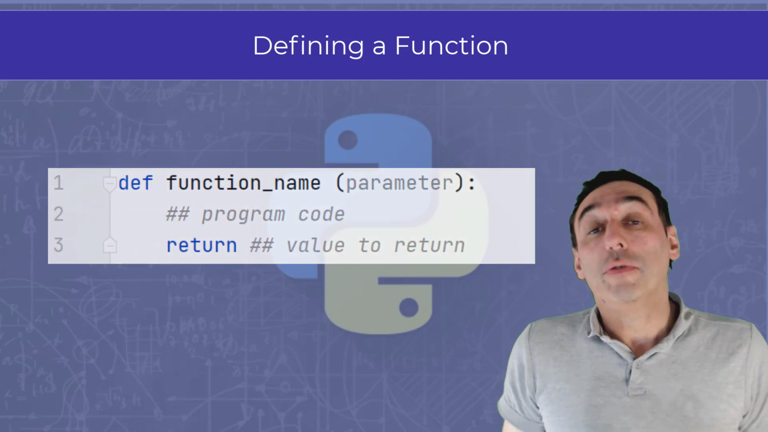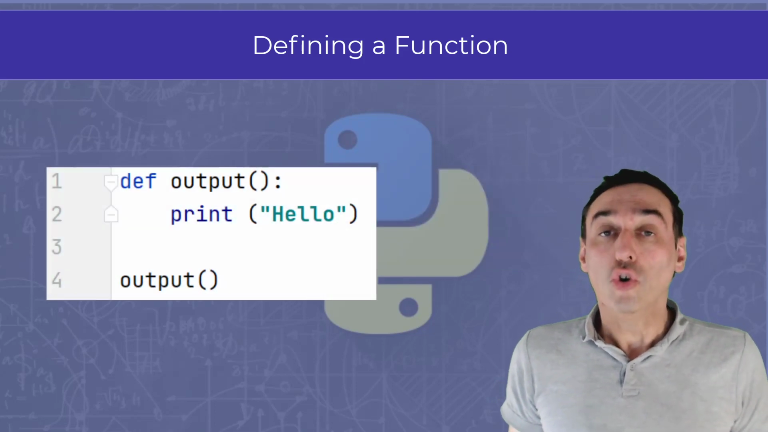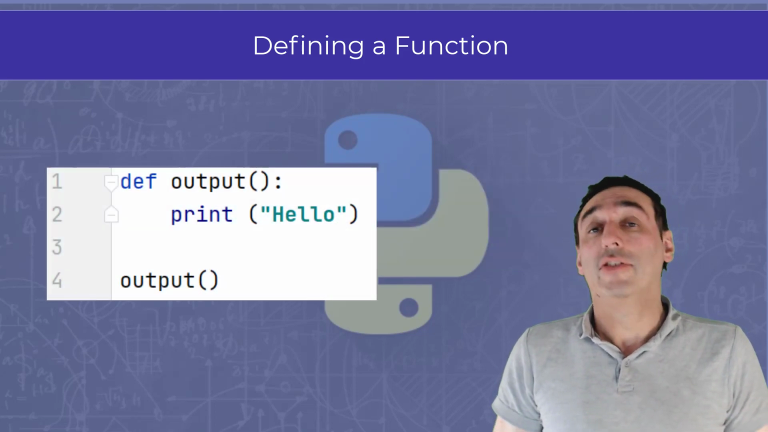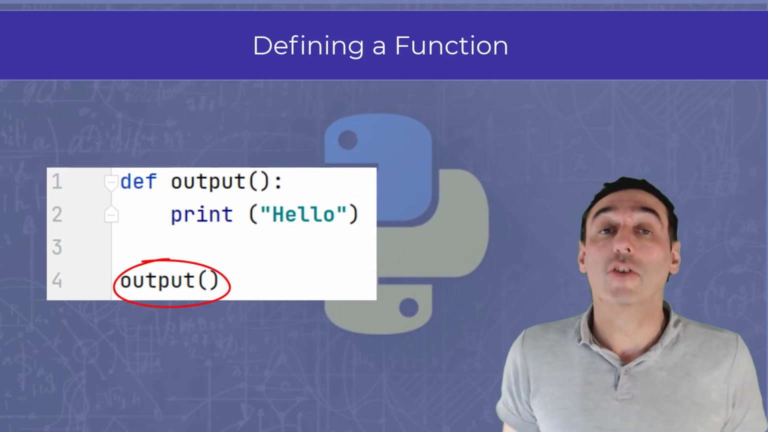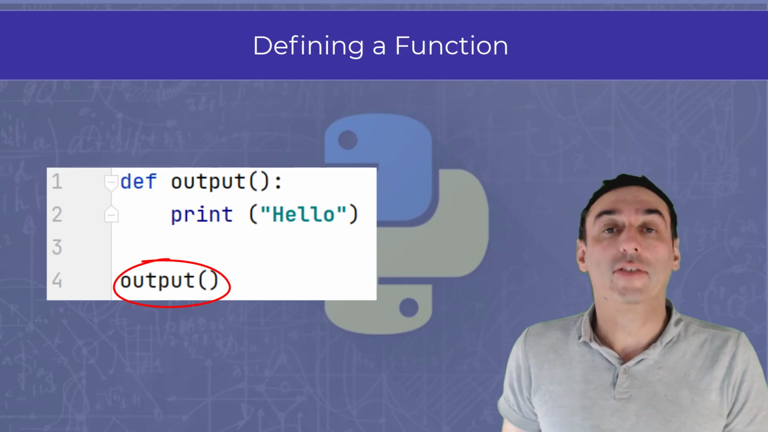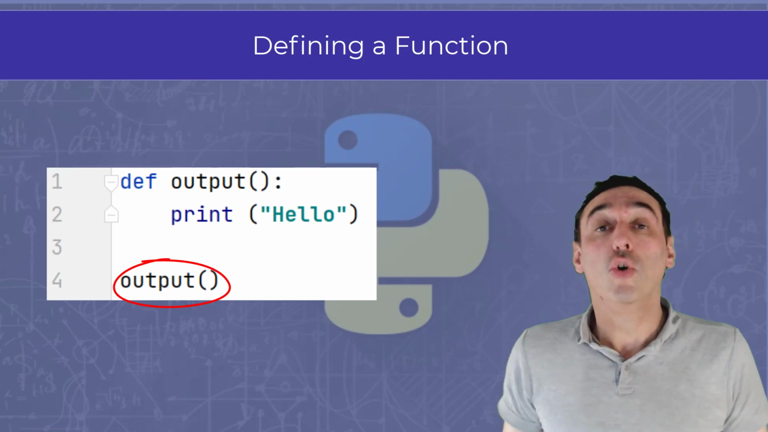And then, once we've created the function, we can then call the function, giving this as an example here. So we've got an output function which prints hello, and we then simply call the function, output brackets, and we can either specify the parameters or not.